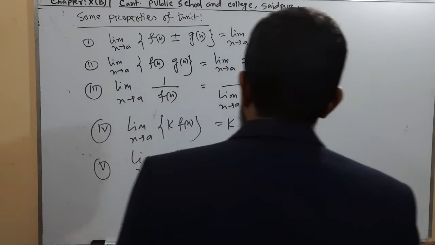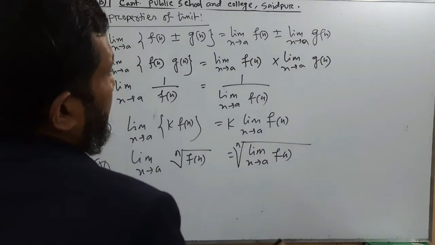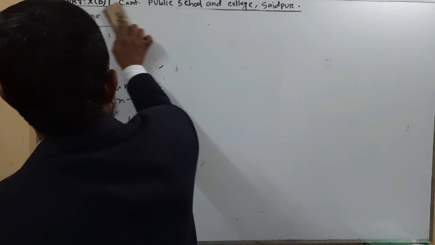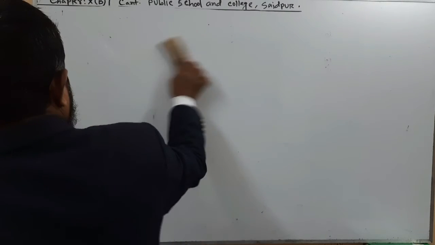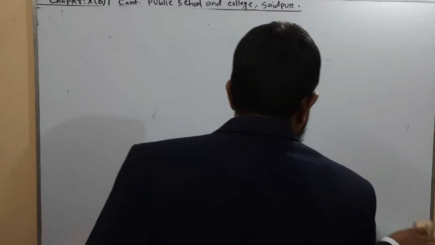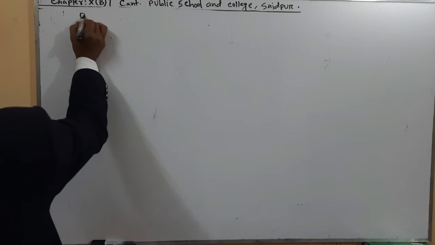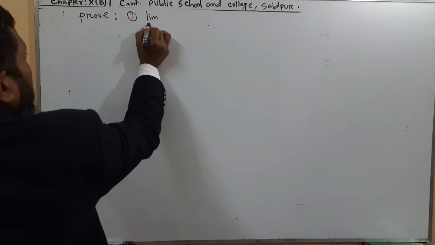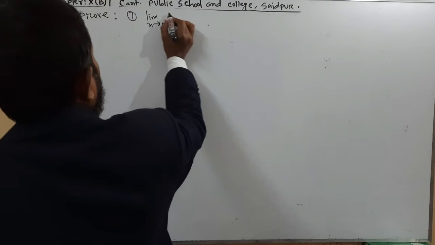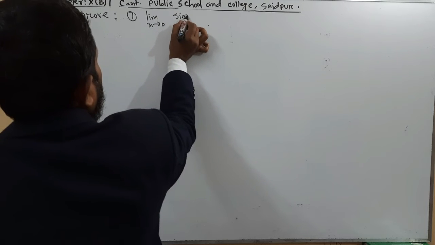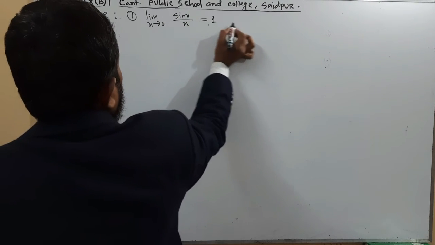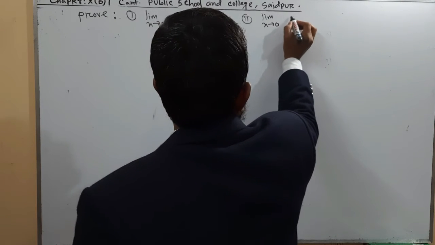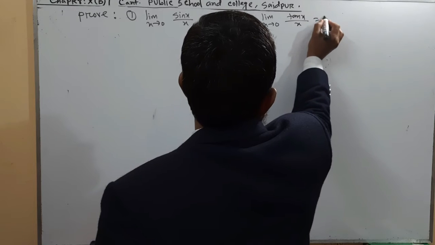Now I will prove one useful limit. I'll prove this. One, limit x tends to 0 of sin x by x is equal to 1. Another, limit x tends to 0 of tan x by x is equal to 1.